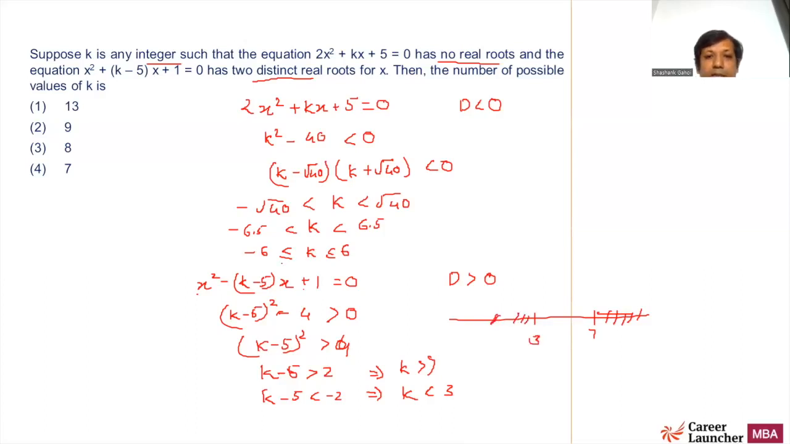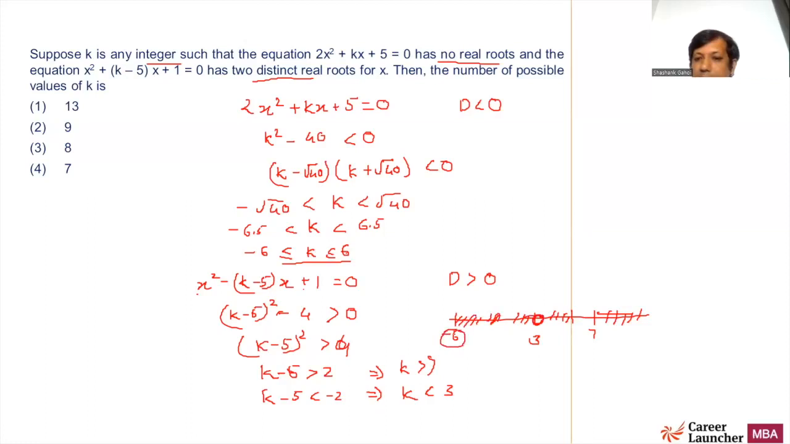Again, this condition says that k should be less than or equal to 6 and k should be greater than or equal to minus 6. Okay, so I have k less than or equal to 6 and greater than or equal to minus 6. So, and here this 3 is not going to be inclusive.